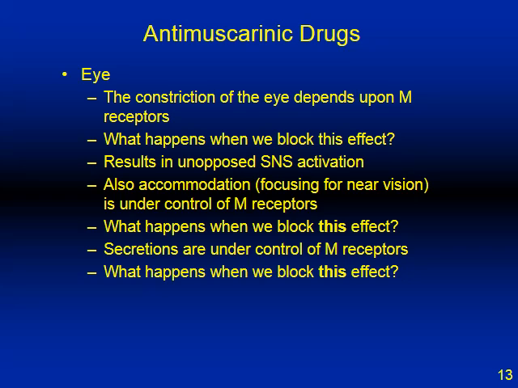Lastly, secretions are under the control of muscarinic receptors. So what happens when we block that? Well, if we block the muscarinic receptor, then the iris is not contracting, not getting away from the cornea, opening up the angle. That's not happening, right? And so we don't want to block that effect. We want to increase outflow.